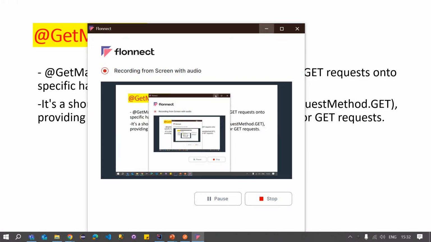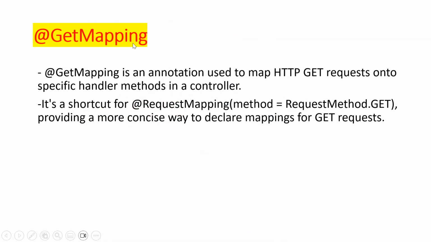So today we are going to see the @GetMapping annotation used in Spring Framework. @GetMapping is an annotation used to map an HTTP GET request on a specific handler method in a controller. So what does this mean?